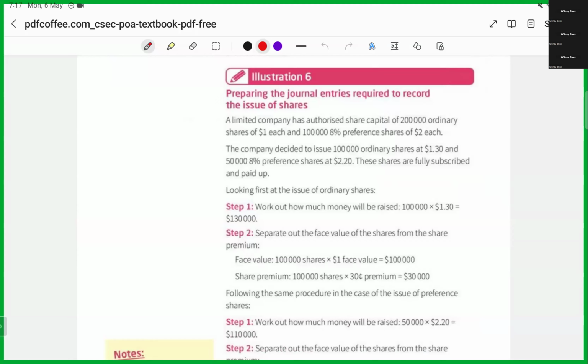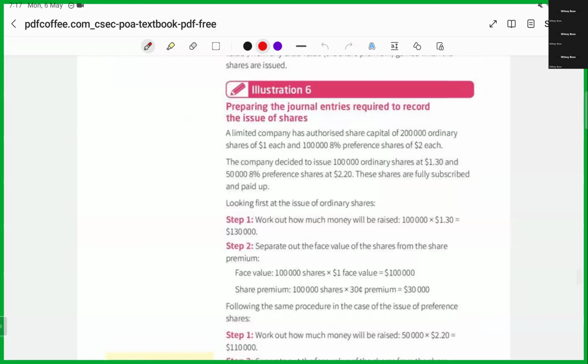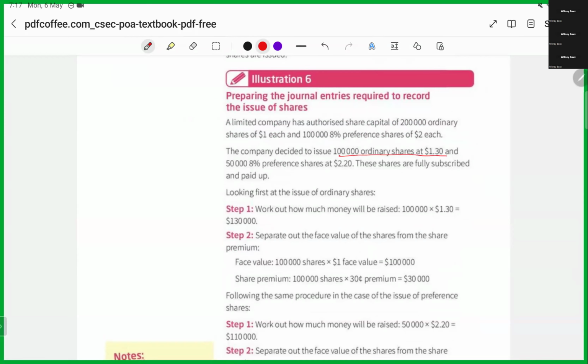Now, looking at the first issue of ordinary shares. So the company decided to issue 100,000 ordinary shares at $1.30. Let's look at that first. We need to work out how much money that amounts to. Remember, 100,000 ordinary shares refers to quantity. It is 100,000 shares in quantity, and it's $1.30 per share. So you multiply the 100,000 by the $1.30, and we get $130,000 as the amount of money we would have collected from those shares.